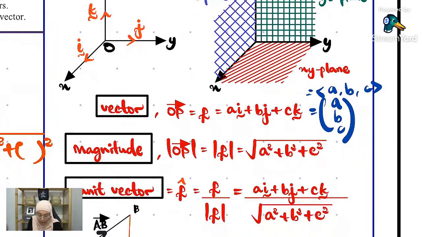Okay, and so we also have the magnitude. Magnitude has a modulus. Modulus means it is just the magnitude of this vector OP, or you can write it as the magnitude of small letter p. And the formula is very easy. It's just the square root of a squared plus b squared plus c squared. That's it. And then the unit vector, this formula must be memorized.